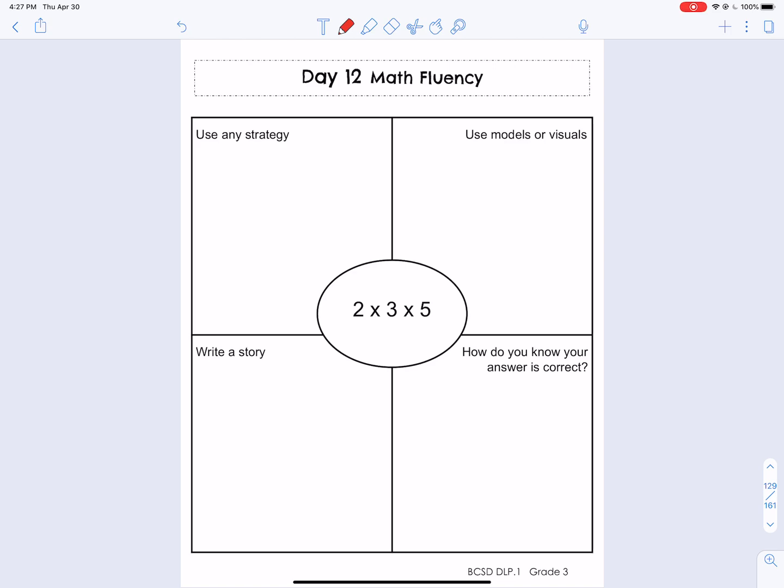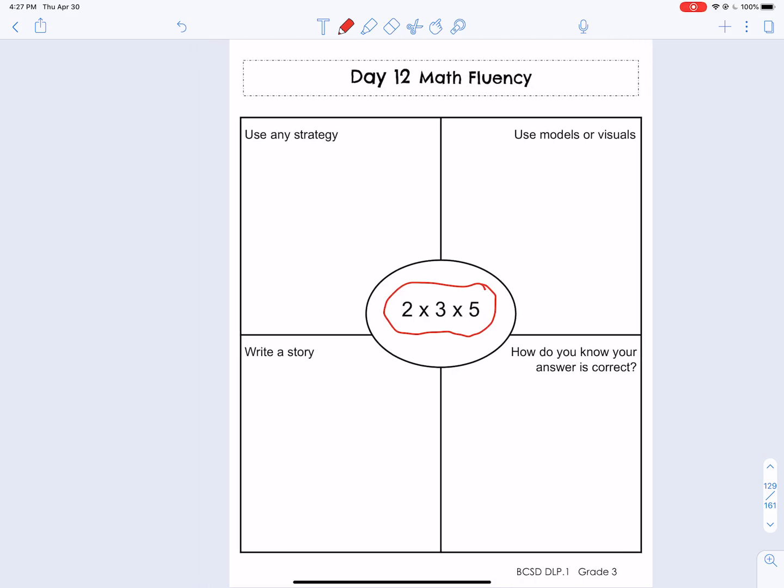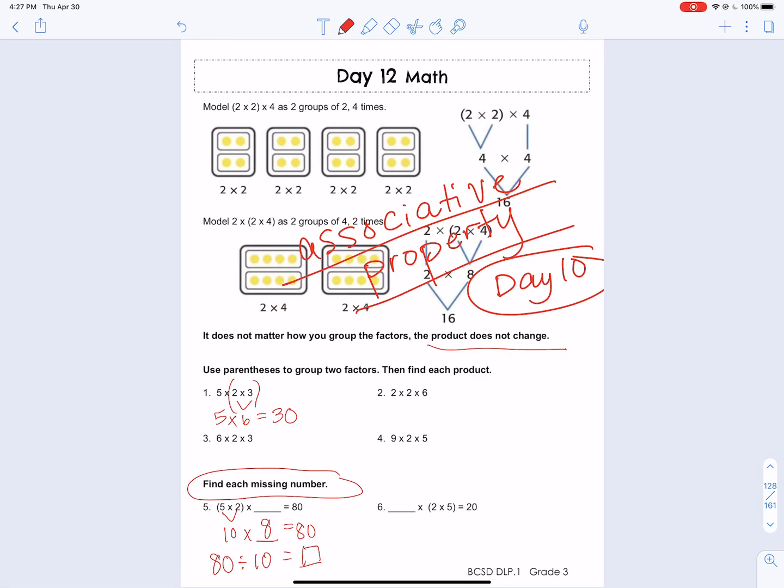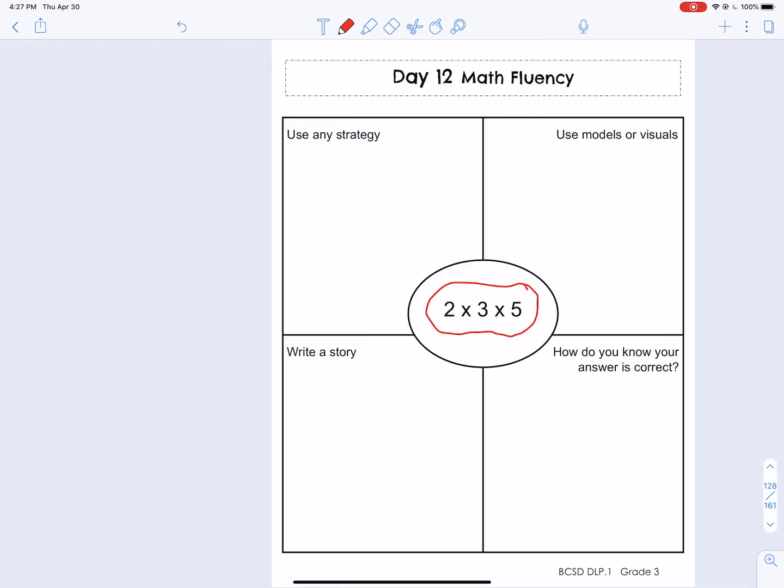The reason I wanted to make a video for you today on the fact fluency is because all of a sudden we have 3 factors on our math fluency page, which is a little bit different than what we're normally given. I'd like to demonstrate how to do this for you just in case you're a little bit thrown off by this. Where it says use any strategy, the strategy that I'd recommend is actually the same strategy that they have you practice on number 1 through 4 on the previous page.